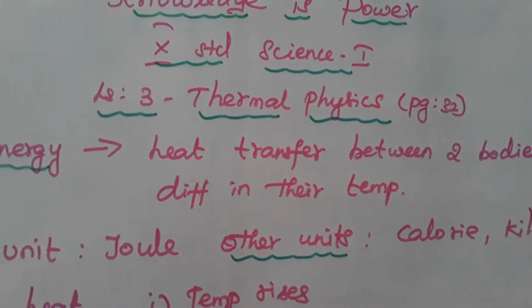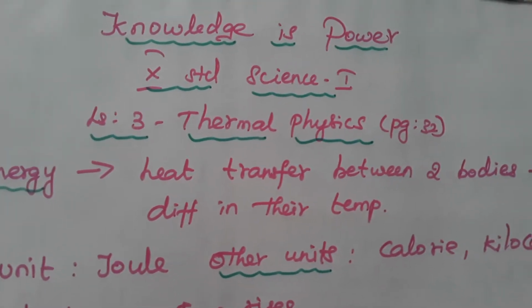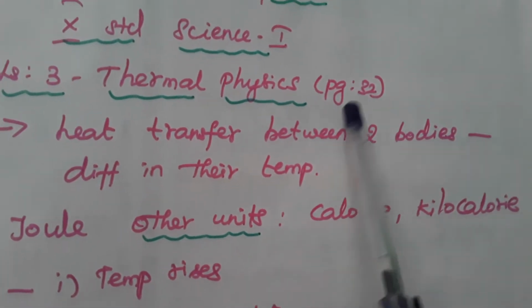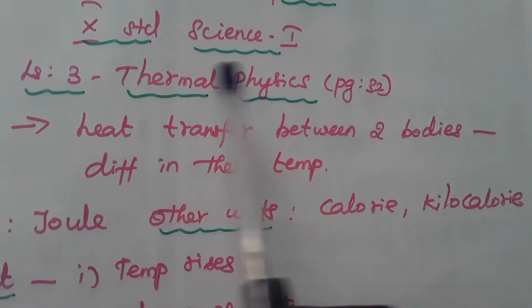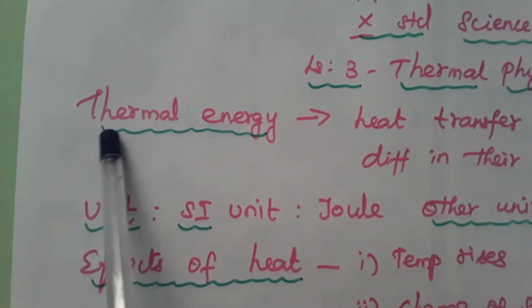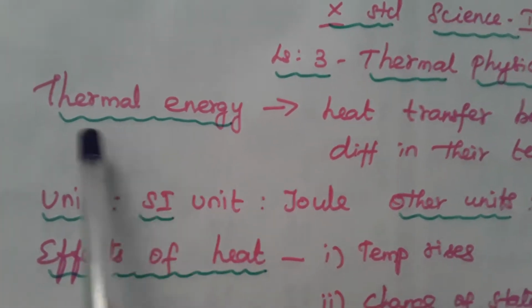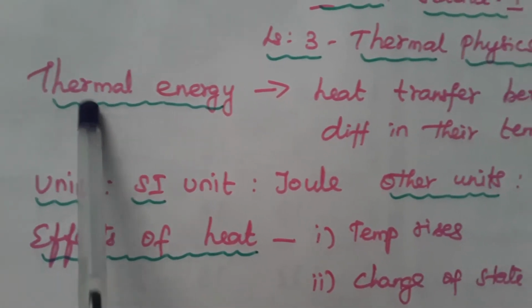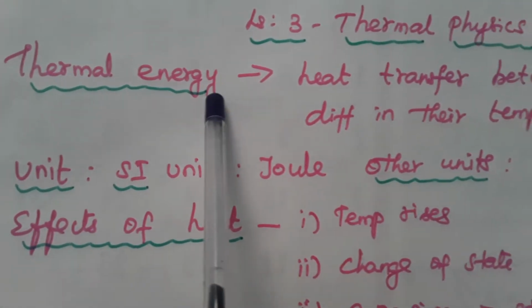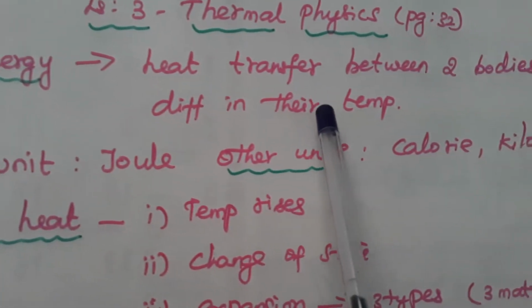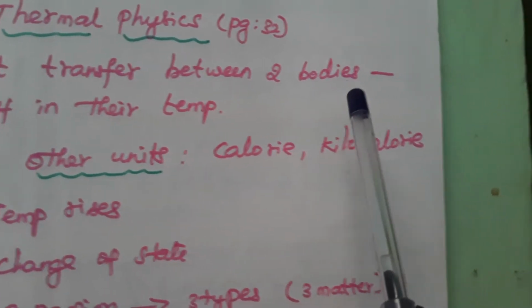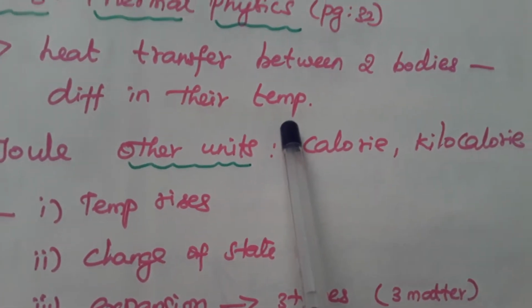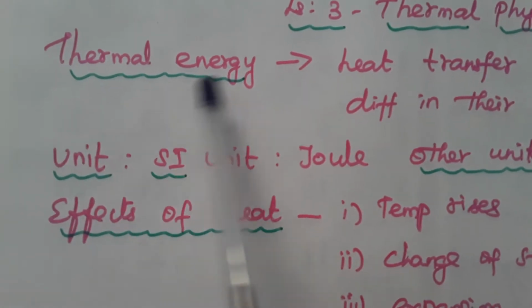Today we are going to discuss some points from lesson 3, thermal physics. Refer to your page number 32. Thermal. What is thermal energy? Thermal, as we learned in our lower classes, is nothing but heat energy. So define thermal energy. Heat is transferred between any two bodies due to the difference in their temperature. It is called thermal energy.